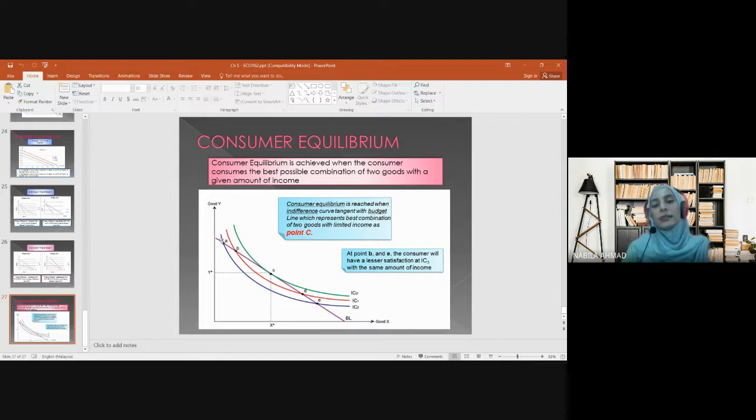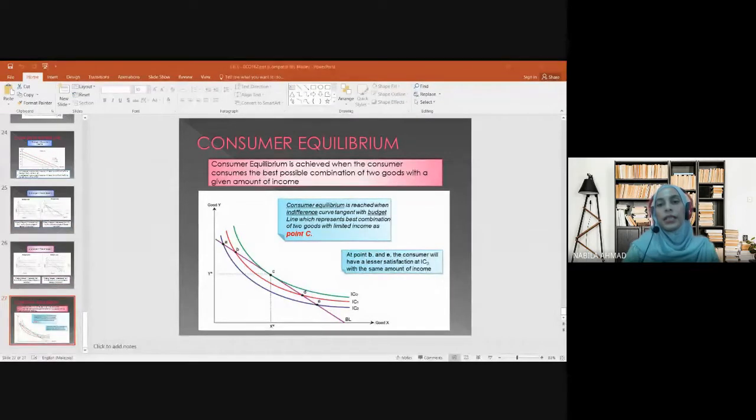Jadi, budget line kita mestilah intersect dengan indifference curve. Okay, so kita lihat IC2, indifference curve 2. So indifference curve 2 ini adalah indifference curve yang paling rendah. Jadi dia punya kepuasan juga rendah. Walaupun dia intersect dengan budget line at point A and E, kita tak boleh kata this is consumer equilibrium kerana point A dengan E ni dia tidak tangent, satu, dan kedua dia adalah lower satisfaction.